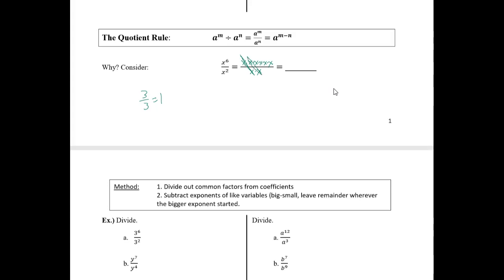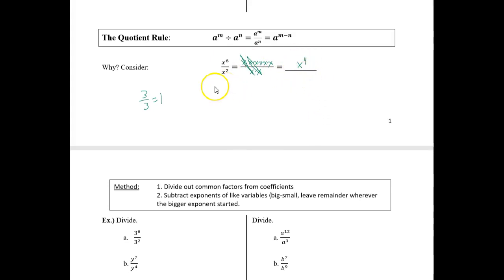Now I have nothing in the denominator, and up in the numerator I have 1, 2, 3, 4 x's, so I end up with x to the 4th power. So how do we get from here to there? We subtract. I had 6 x's in the numerator, 2 in the denominator. 2 of them divided out. I take 2 away, I'm left with 4.